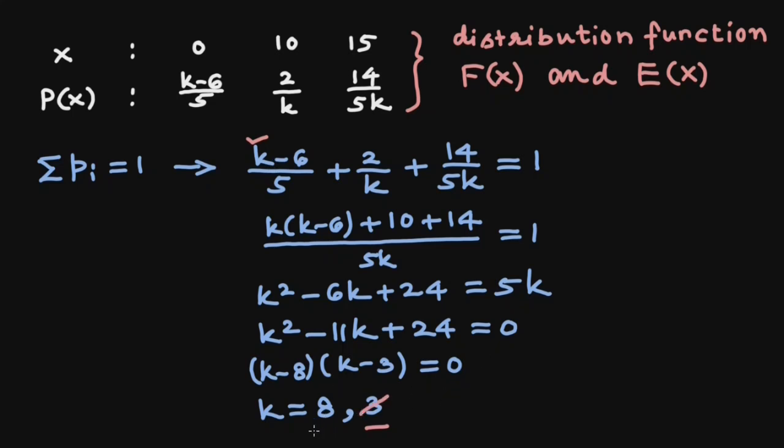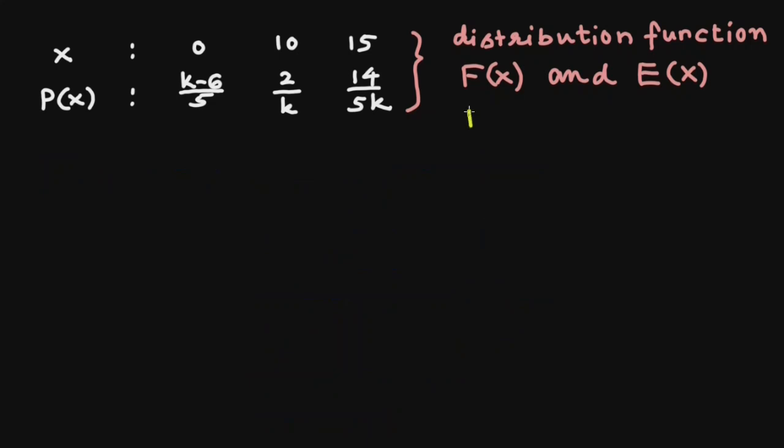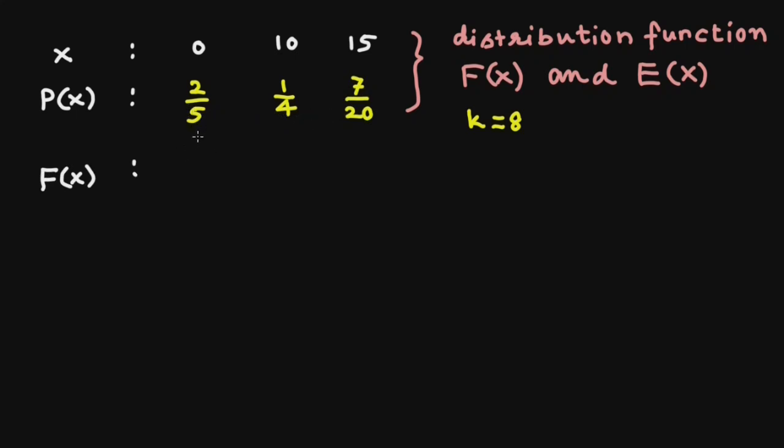So k is 8. Now for k equals 8, the probability will be (8 minus 6) upon 5, which is 2 upon 5. 2 upon 8 is 1 upon 4. 14 upon 5k will be 14 upon 40, which is 7 upon 20. The distribution function capital F(x) will be the cumulative probabilities. So for random variable 0, it will be 2 upon 5. For 10, it is 2 upon 5 plus 1 upon 4, which is 13 upon 20, and 13 upon 20 plus 7 upon 20 is 20 upon 20, which is 1.